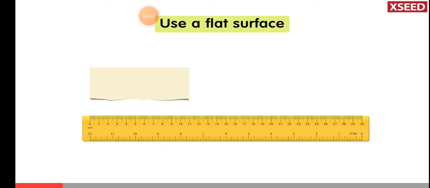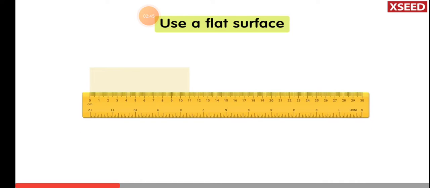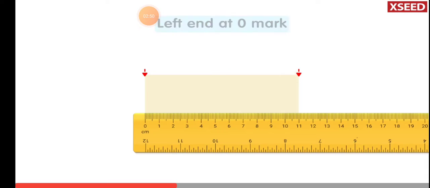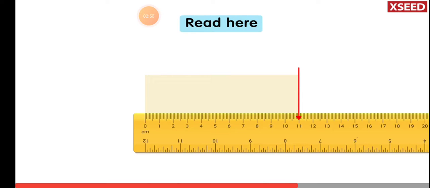Let's find the length of a paper strip using a ruler. Make sure you place the strip correctly. Look at the number where the strip ends. The length is 11 centimeters.